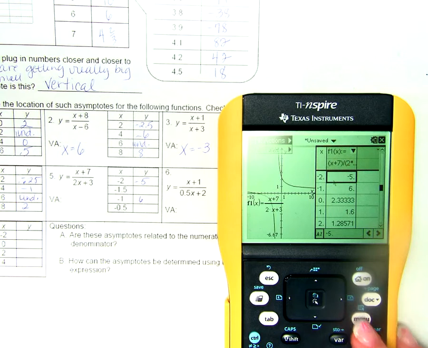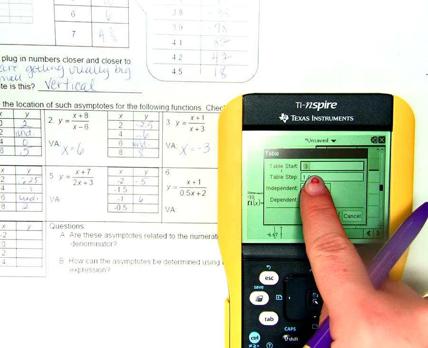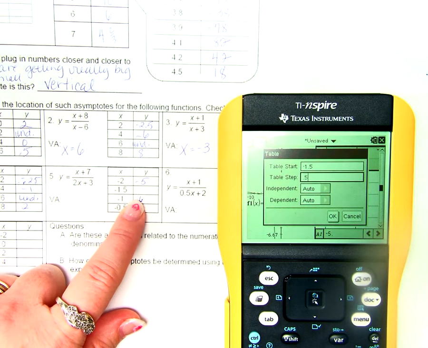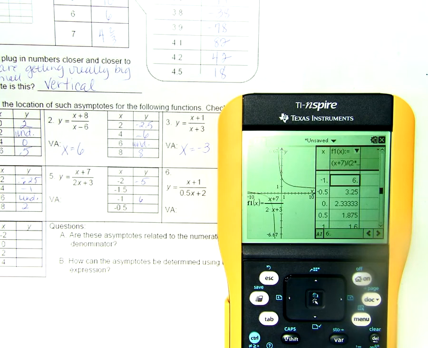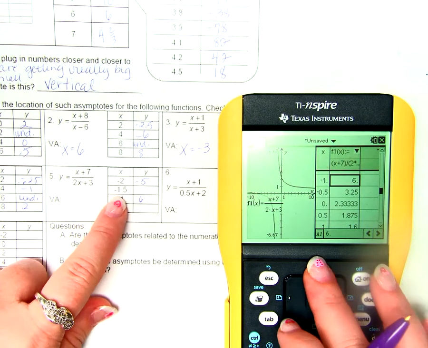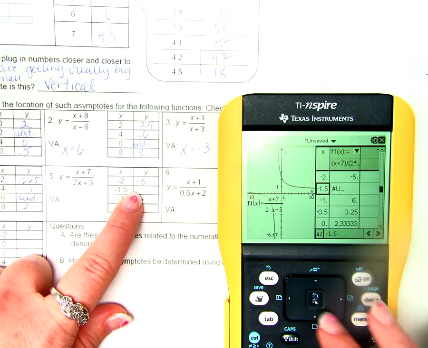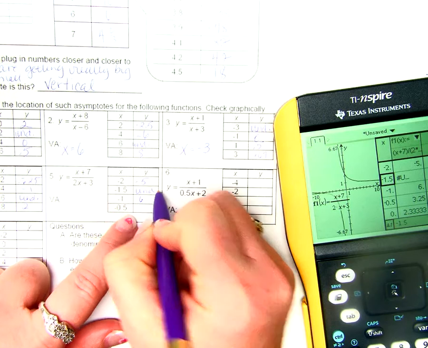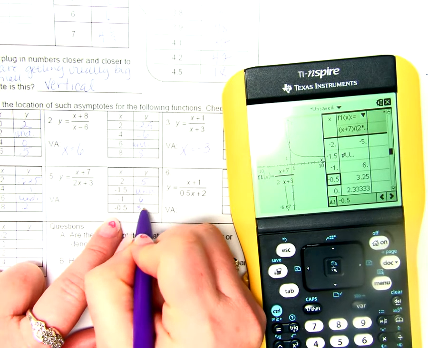But I do need to go to Menu and Table, edit my table settings, and I want it to start at negative 1.5, but I want it to count by 0.5s. Because I've got to get the 1.5 and then the negative 1.5 and the negative 0.5. Okay? So when x is negative 1.5, I have an undefined. And when x is negative 0.5, I have 3.25.